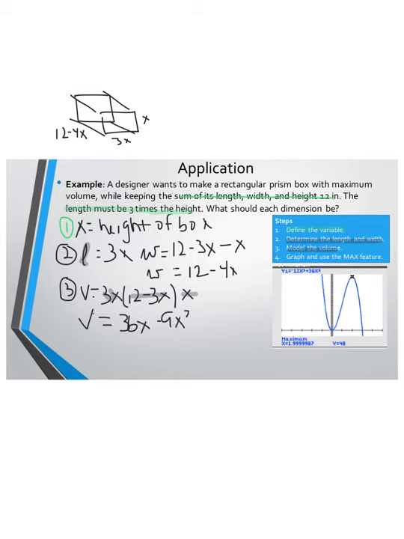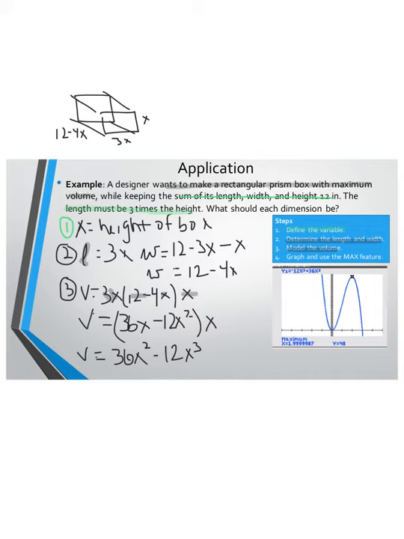Oh, snappy, I have a boo-boo. Okay, now that it's fixed, remember the width is 12 minus 4x. So when we distribute 3x through the binomial, we get 36x squared minus 12x cubed for our volume. Our question says, what should each dimension be? And it says we want to make a rectangular prism box with maximum volume.